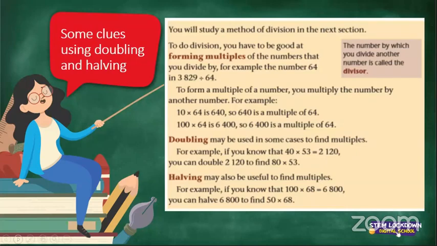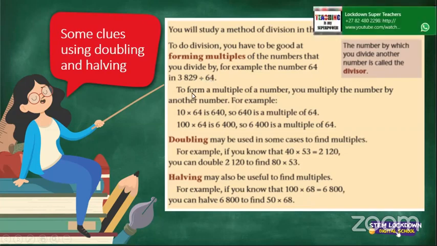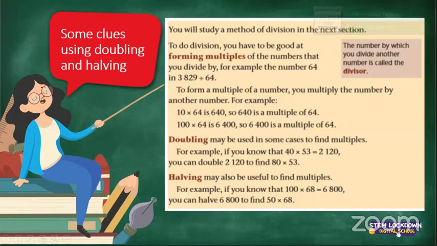All right. So in this case here, all right, forming multiples of the numbers that you divide by, for example, the number 64 in 3,829, which is you divide by this number, which is 64. So you have to form a multiple of a number. You multiply the number by another number. For example, here, right? It's just like the previous slide, but here it will show you 10 multiplied by 64 is 640. So 640 is a multiple of 64, right?